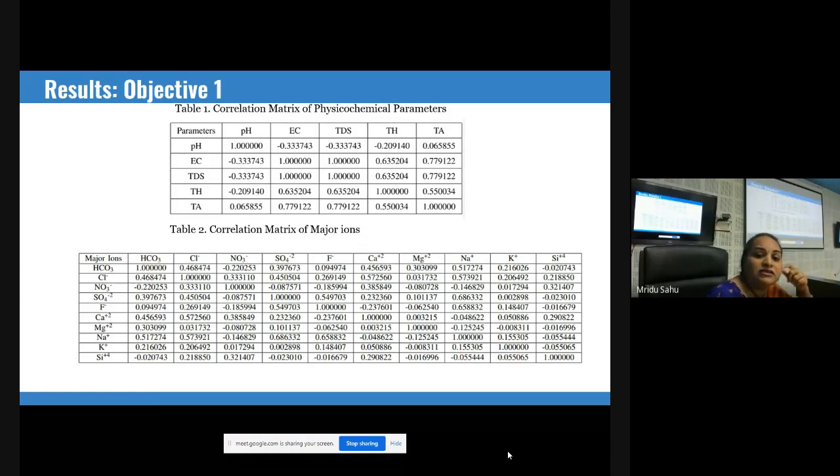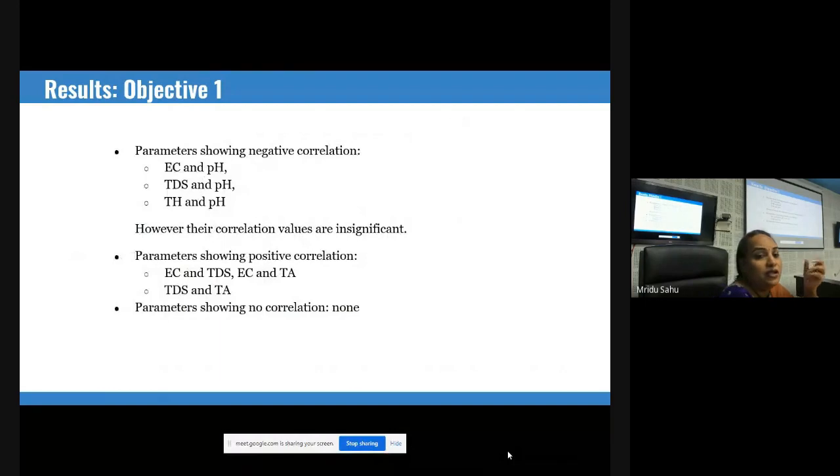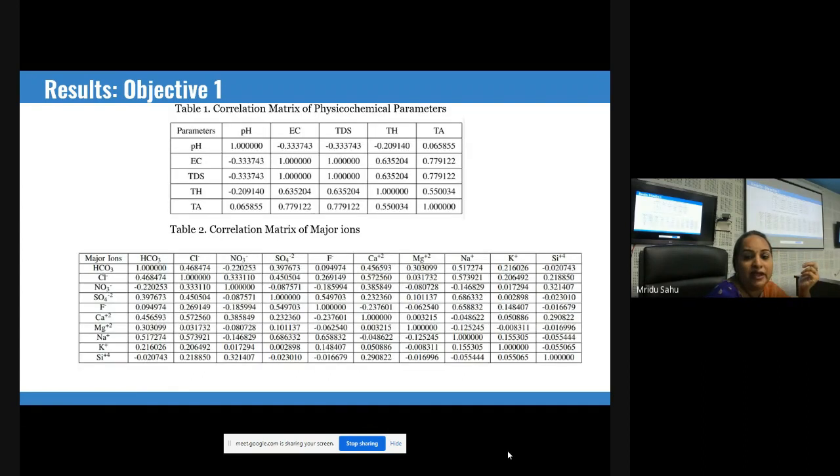So maybe you will get the same type of answers for some of the chemical components. Parameters showing negative correlations here are EC and pH, TDS and pH, TH and pH. However, their correlation values are insignificant. Parameters showing positive correlation: EC and TDS have a positive correlation, EC and TS have a positive correlation. Parameters showing no correlation are none, because we are not getting any zero value in this matrix.